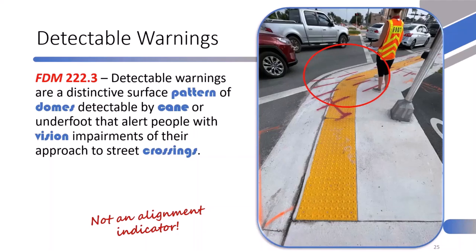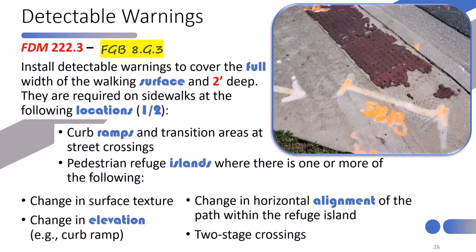Now, the detectable warning surface, as I hope you all know, is a distinctive surface pattern of truncated domes that communicates where the crossing occurs, where the pedestrian environment is about to interface with a vehicular way. It's not meant to be an alignment indicator, which is why we need additional non-visual, physically detectable elements at these locations. Now, the detectable warning surface must cover the full width of the crossing surface, of the walking surface, and be 2 feet deep in the direction of travel.